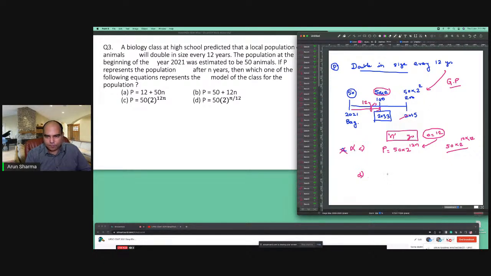If I check option D, I can check that if I put 50 into 2 raised to n by 12 inside this equation, if I insert n is equal to 12, I'll get the value of P as 50 into 2, which is 100, 2 raised to 1. And if I put n as 24, the answer will become 50 into 2 square, and that is going to be 200, which is the expected population in 2045. So I can actually mark this option D.